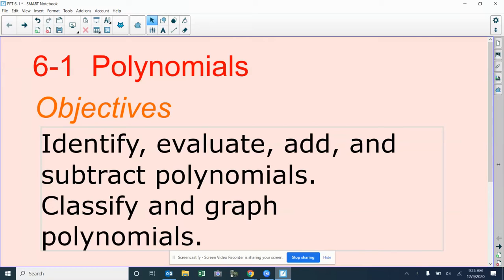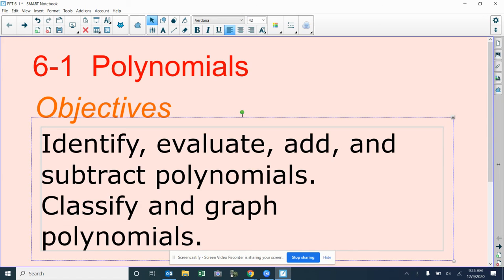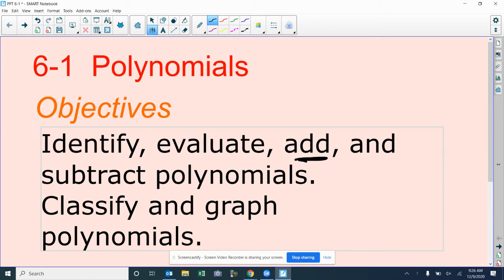All right, so we start a new section 6.1 today. We're going to add, subtract polynomials. And we're going to do a little bit with a graph. So adding, subtracting is going to be part of our main stuff today. Okay, we're going to be evaluating them and identifying what they are a little bit. We're going to subtract them.